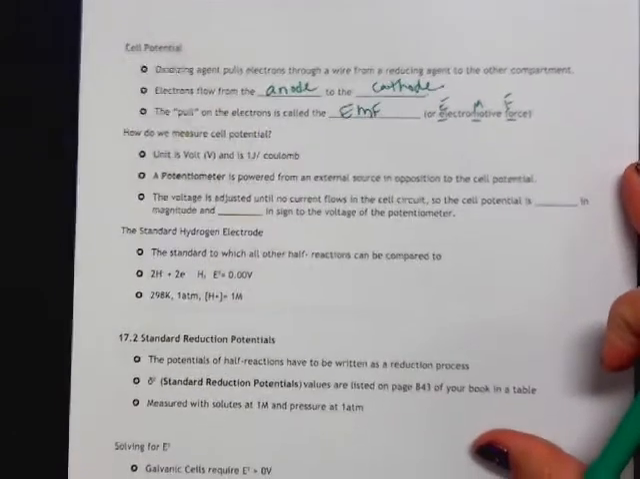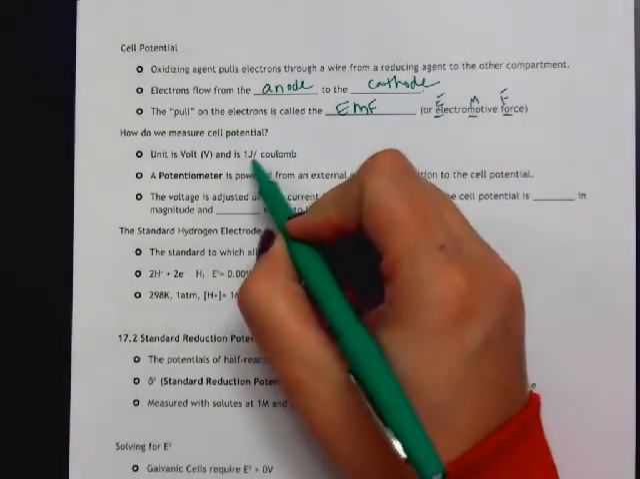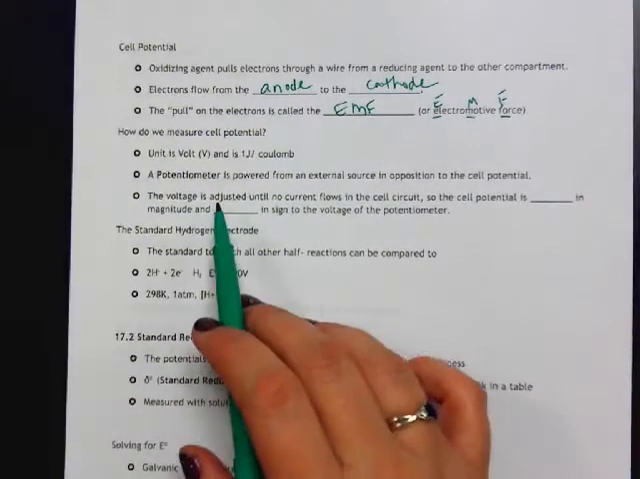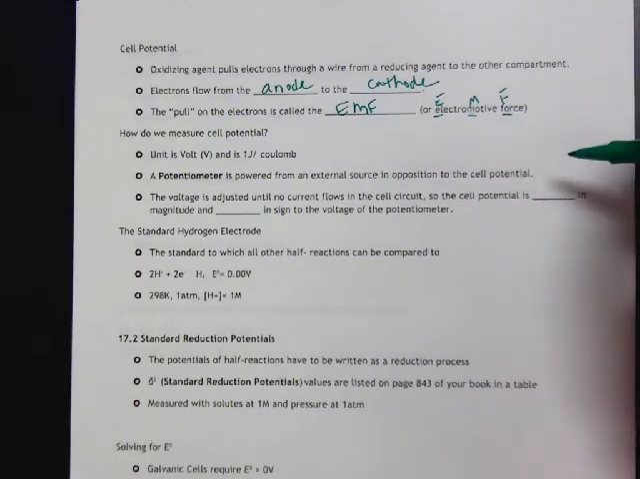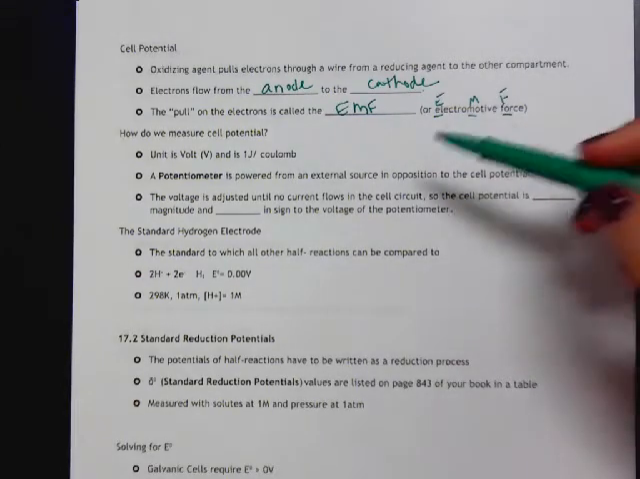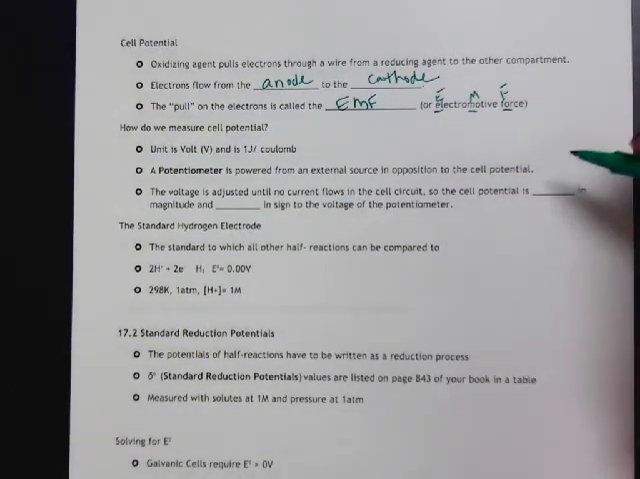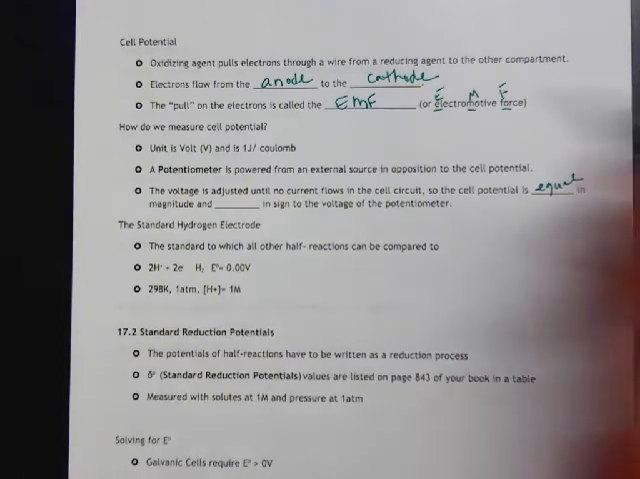We measure the cell potential in a unit called volts. By definition, a volt is 1 joule per coulomb. Right? A potentiometer is powered from an external source in the opposite direction of the cell potential, and that can help us to measure that potential. The voltage is adjusted so there's no current that flows in the cell, so that the cell potential is equal in magnitude and opposite in sign.